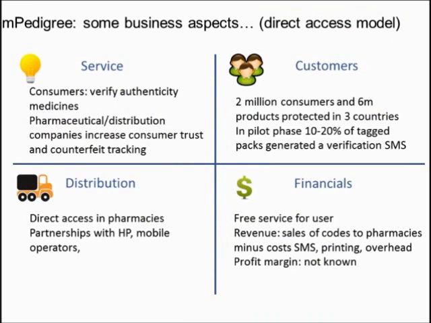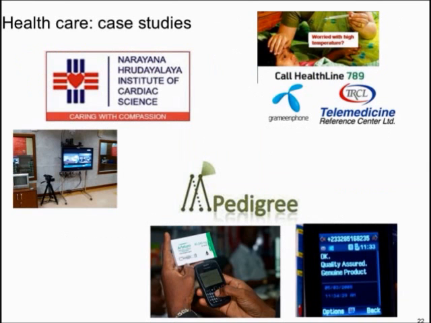Now I zoom in on one of them, the Pedigree case. They have about 2 million customers and 6 million products that are protected in 3 countries. But maybe I should explain a little bit more of what they do. That's shown here with these 2 photos.